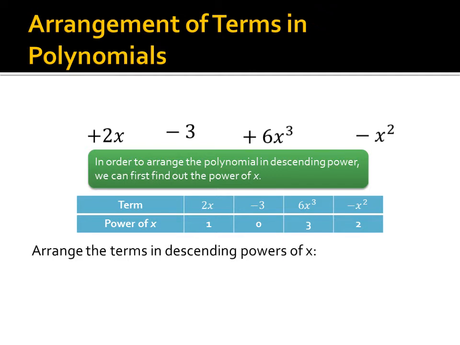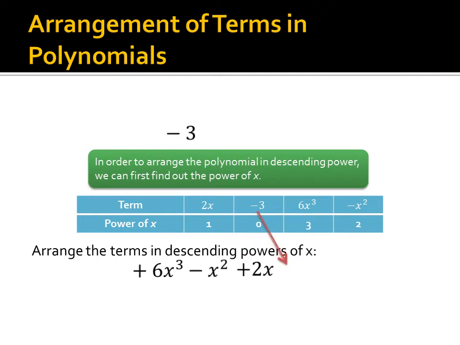After we find out the power of x for each term, we should arrange the terms now. Because we are going to arrange the terms in descending power, we will start with the term with the highest power of x, that means this term. And then this term, and this one. Finally, this one. So now you will see that the power of x of a constant term is 0. That's why we put this constant term -3 at the last.